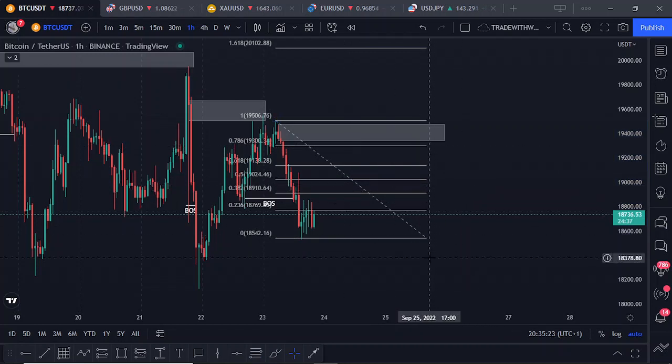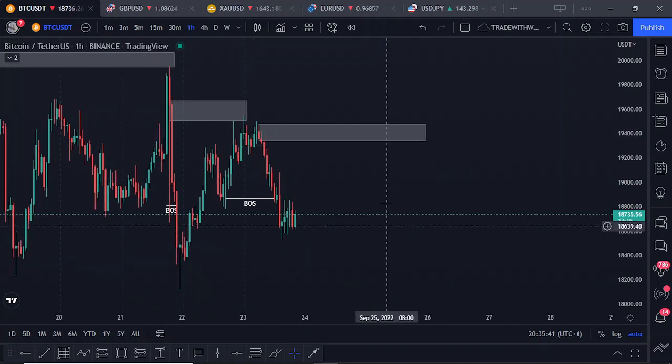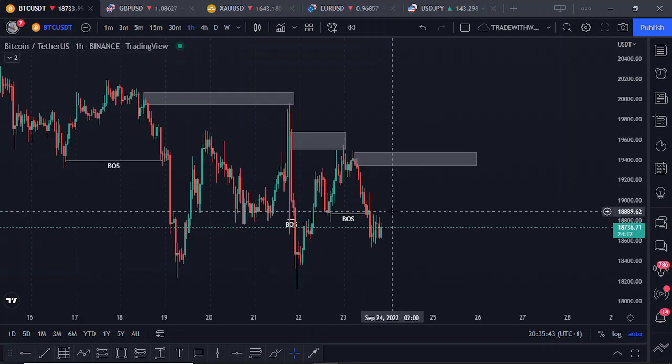Let me see the next topic, what it says. The next one says, how to identify liquidity. So how do you identify liquidity? That is very, very important. How do you know this zone is an area of liquidity?